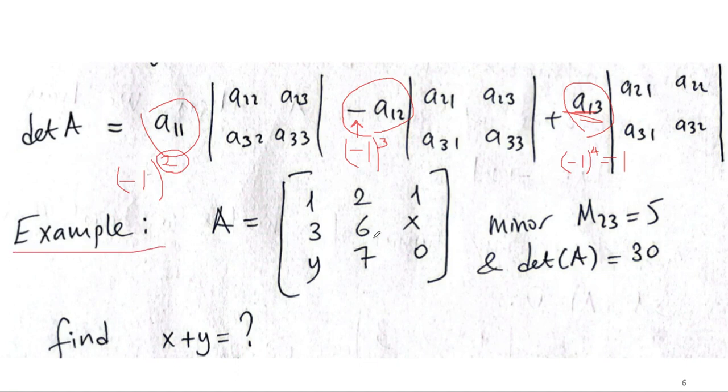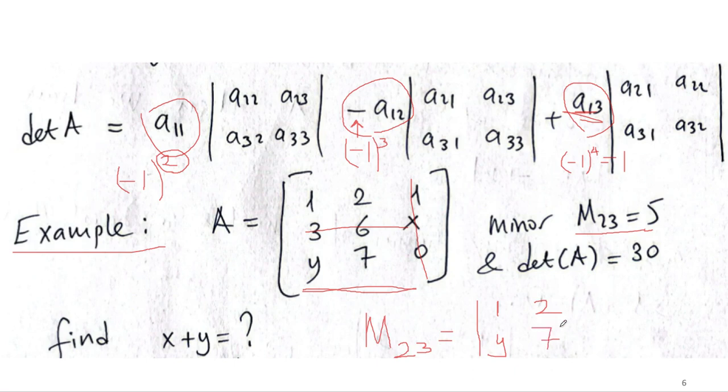Here's an example. Suppose we are given this matrix A, and the minor, we call this minor M23. That means this is the determinant of, when we say second row, third column, the minor denoted by M here, M23, equals the determinant of 1, 2, y, and 7. And this is given as 5. So you can use this given information to find the value of y first, and then use the second information to calculate the value of the second variable x.